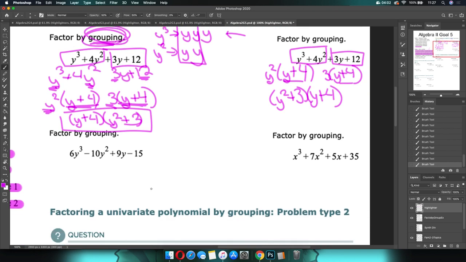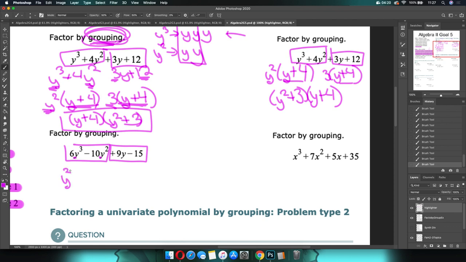So let's actually pick a problem that's actually different. So let's see here. We're going to look at these, and then we're going to look at these, now that they're all broken up. I have my y cubed and y squared, and we've done that a couple of times. So we know we can pull out a y squared.